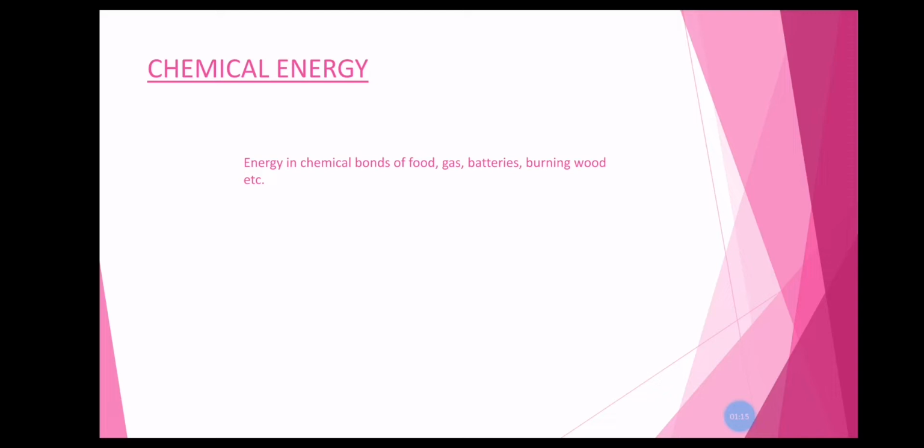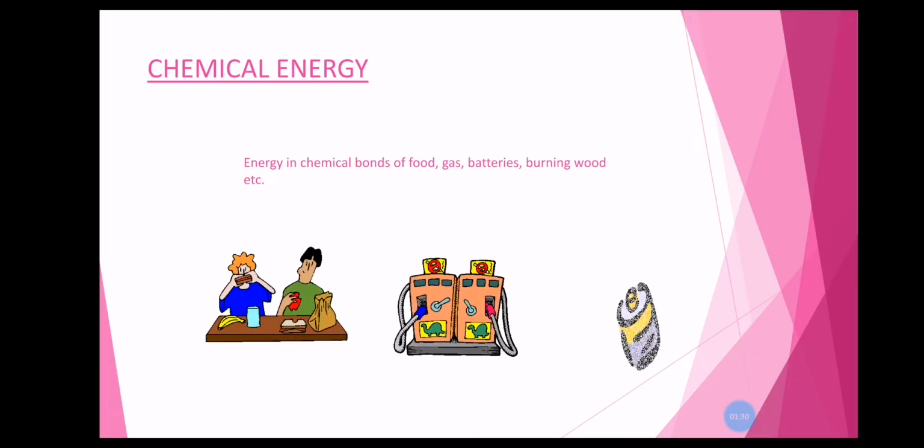Chemical energy. This type of energy is the energy found in the chemical bonds, like food, gas, batteries, or when we burn wood or other stuff. So whenever you eat food, you are breaking chemical bonds and you will have chemical energy released. The same thing for gas and batteries.